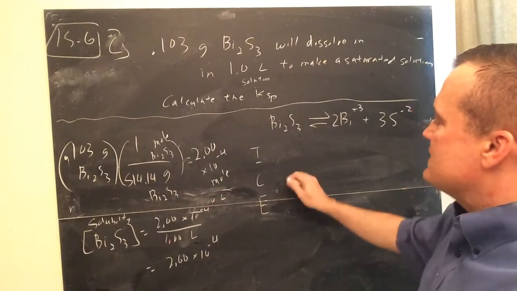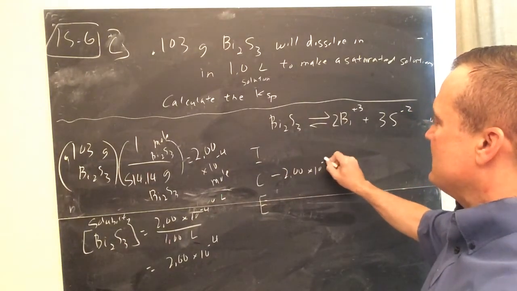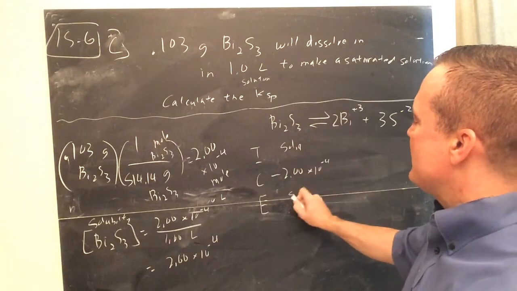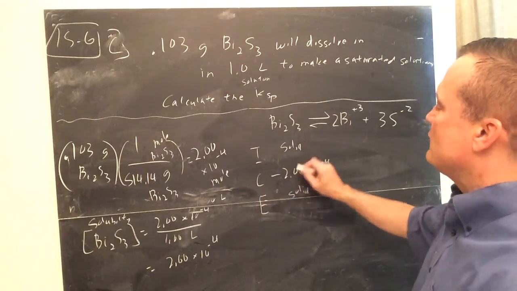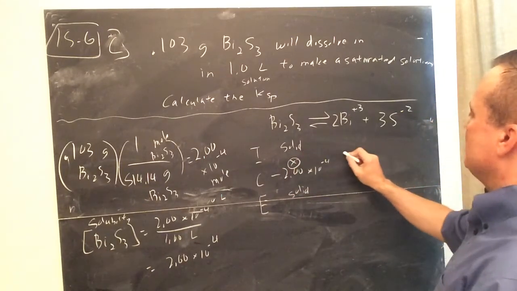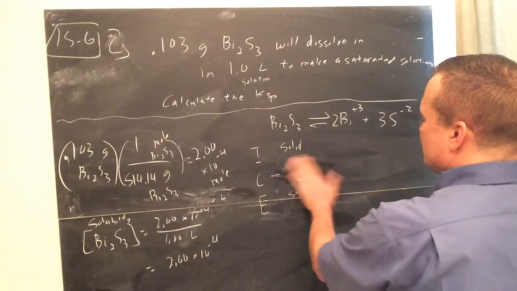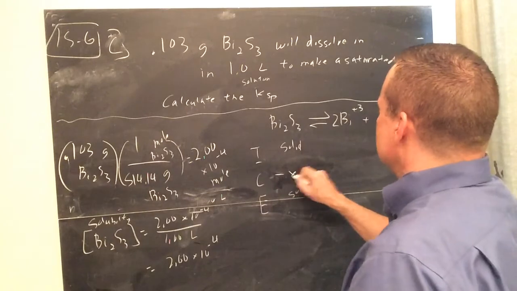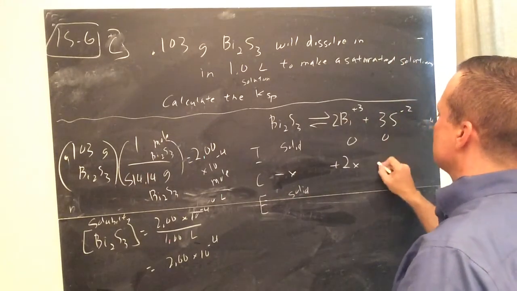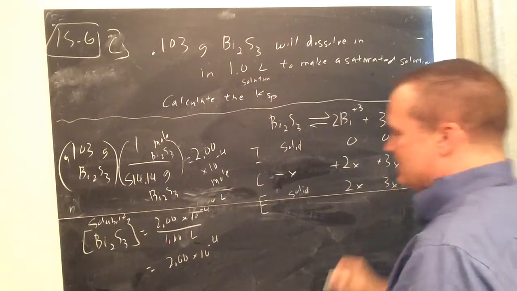Now, I know this, so I know that's minus 2.00 times 10 to the negative 4. That's a solid. That much breaks off, and that's a solid. Now, if you're more comfortable with keeping the x there, you can say that is the x, and that'll be plus 2x. Oh yeah, we better do that. Minus x. These are both 0. That's plus 2x. That's plus 3x. And so you get 2x there and 3x there.